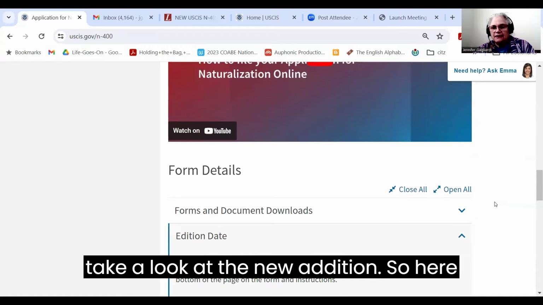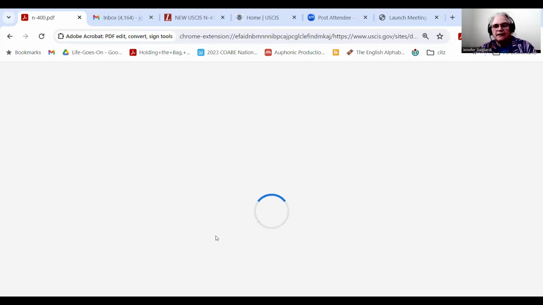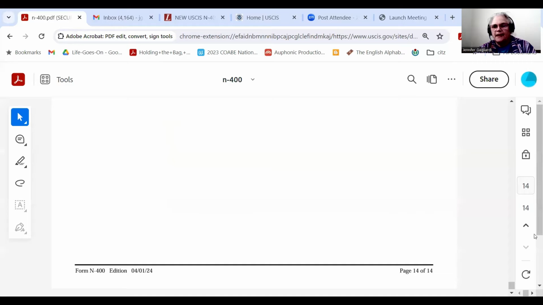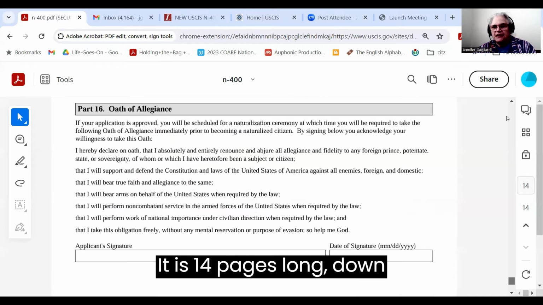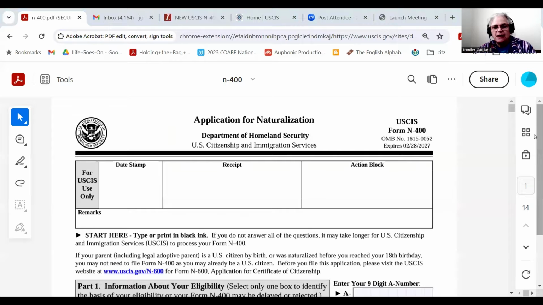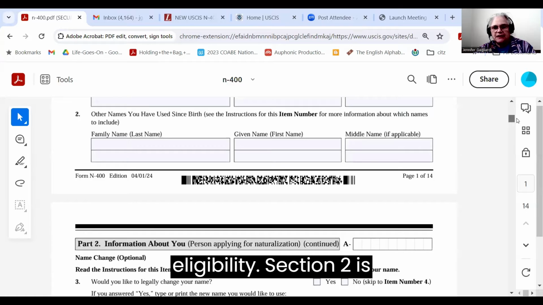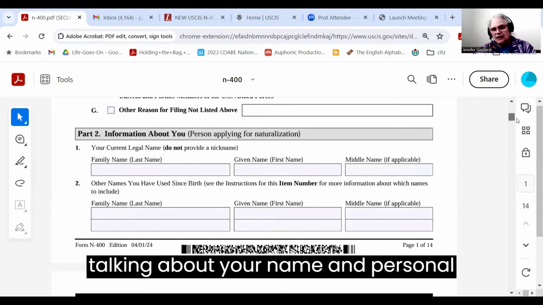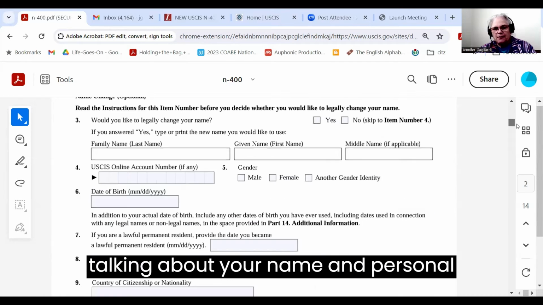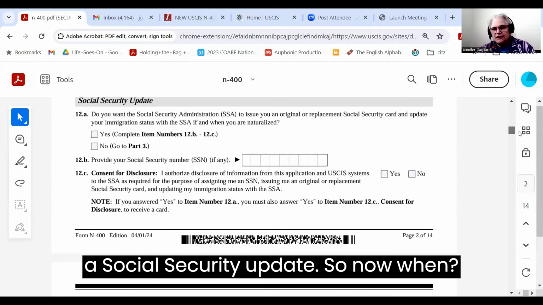Let's take a look at the new edition. So here we are. It is 14 pages long, down from the 20 pages. Section 1 is talking about your eligibility. Section 2 is talking about your name and personal information. Also, it includes a Social Security update.